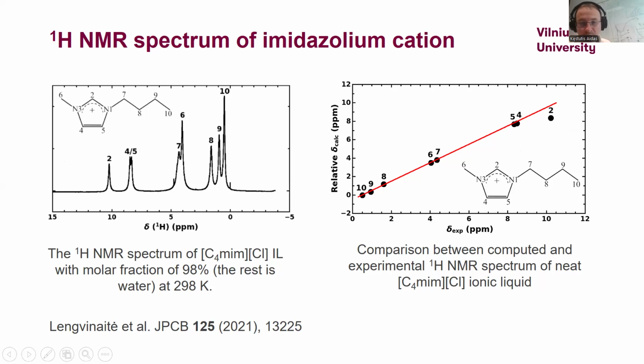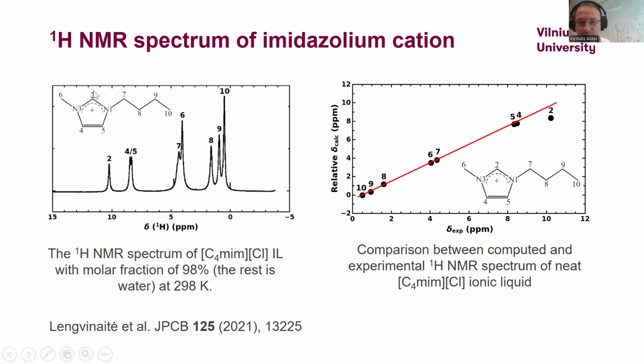Here on the right, you see the comparison between the measured spectrum and the computed spectrum. The red line serves as a unit line and aids the comparison. If the points lie on the line, the agreement between theoretical calculations and experimental data is good. You can see this is mostly the case, with the exception of the chemical shift of the proton at the second position.